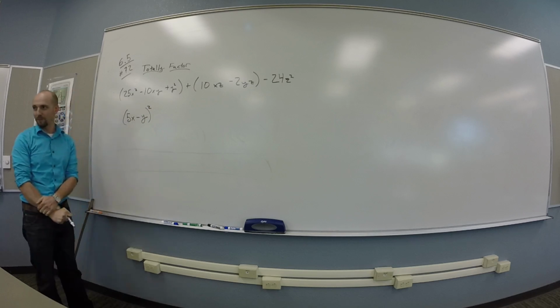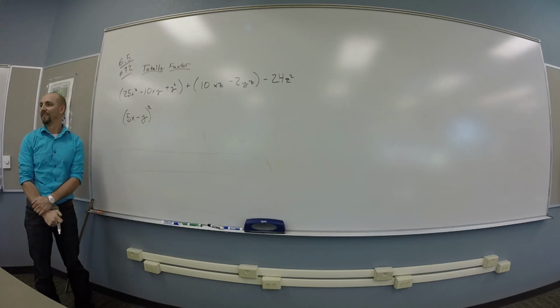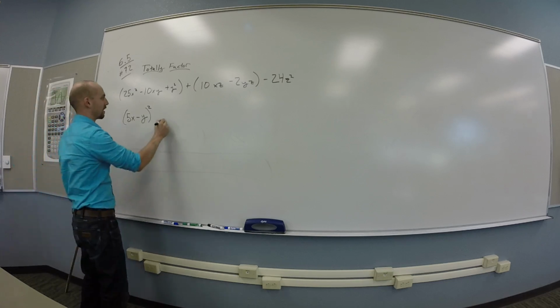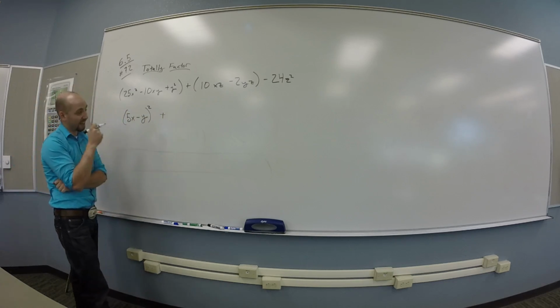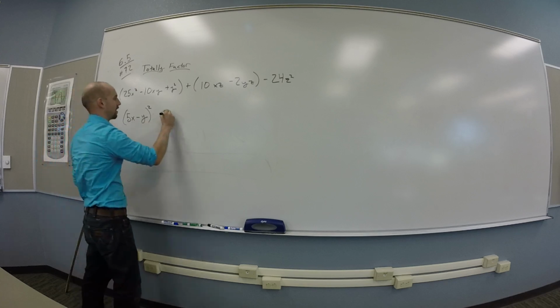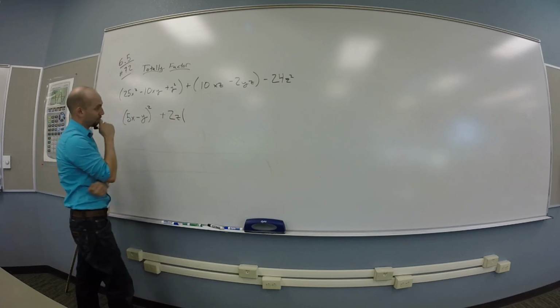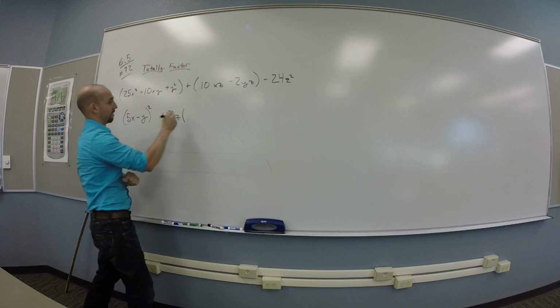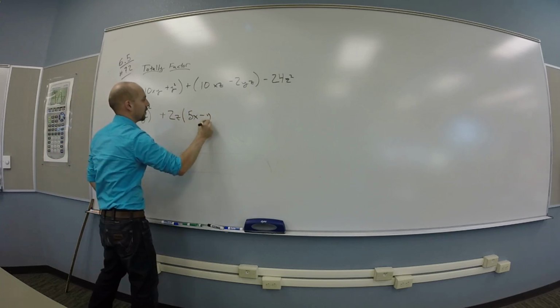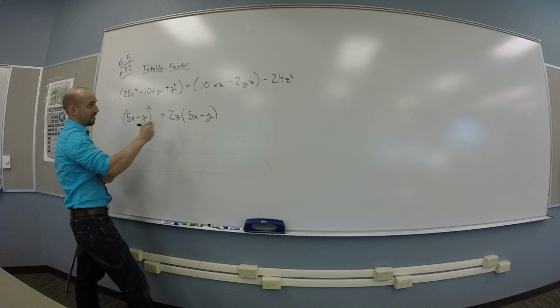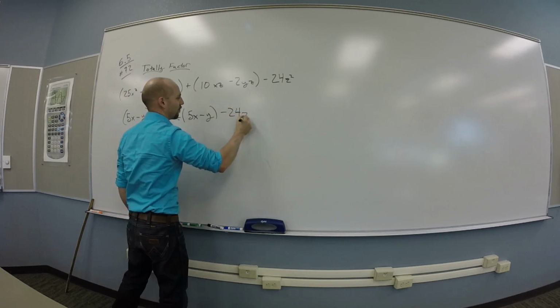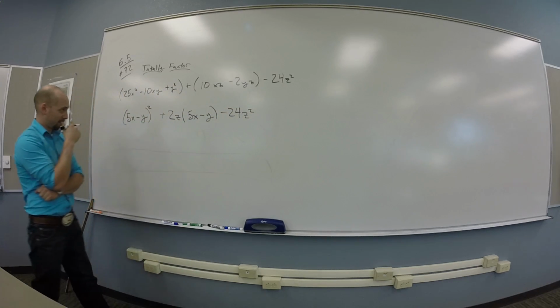Awesome. See the perfect square trinomial there? Cool. Okay, how about this other thing? What can I get out of that? 2z. Okay, I can get a 2z out. What am I left with? I'm going to pull a 2z. Oh, cool. And then I've got this minus 24z squared business.